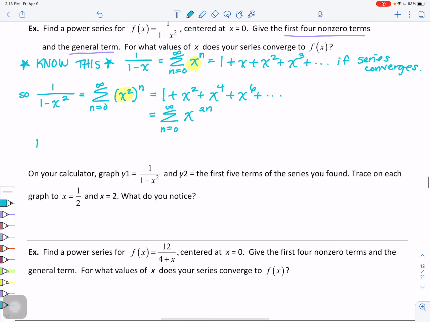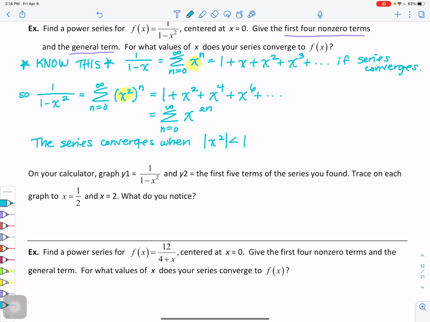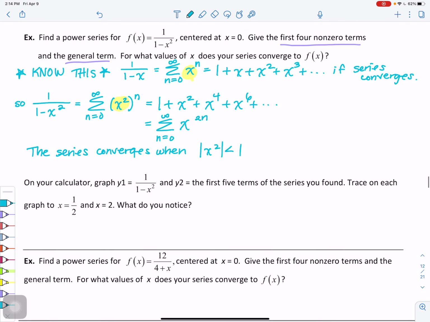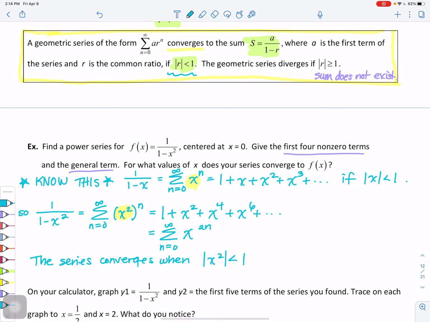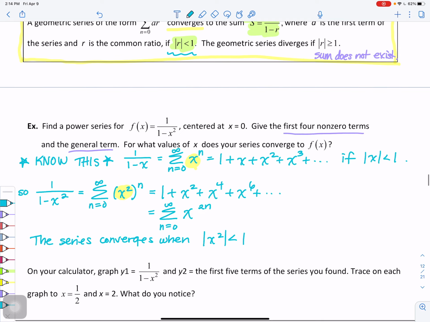So the series converges when the absolute value of x squared is less than 1. Because this series, and I could probably write this here, it is true if it converges, but if the absolute value of x is less than 1, because remember, x is our ratio. Just like here, it converges if the absolute value of r is less than 1. Okay?